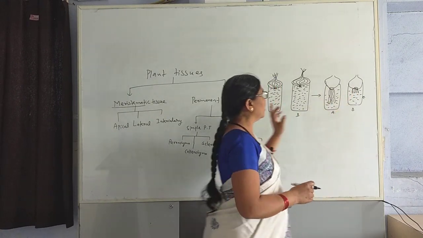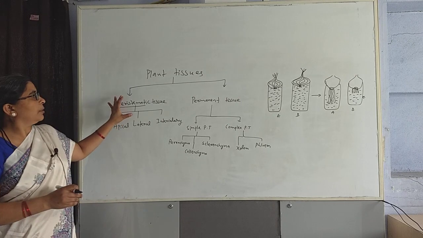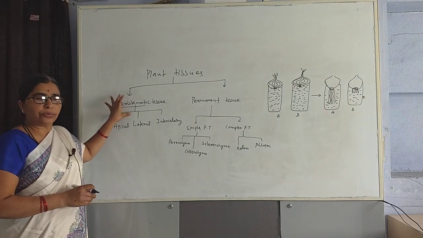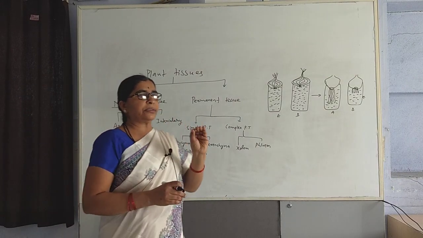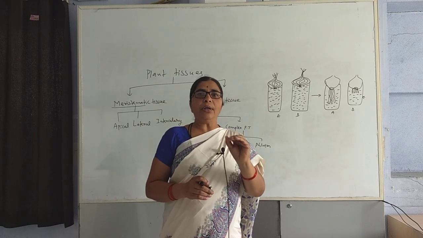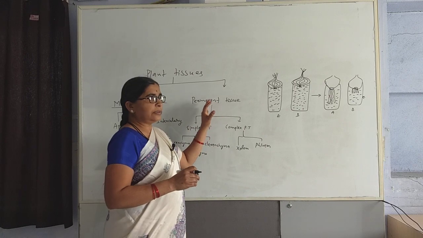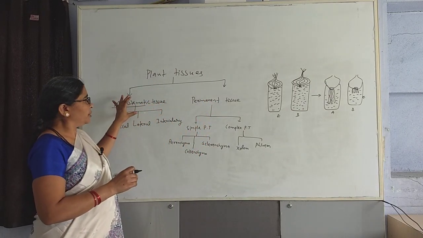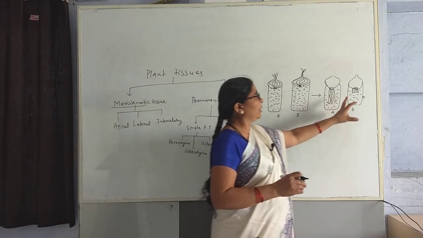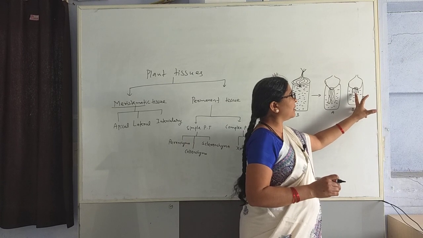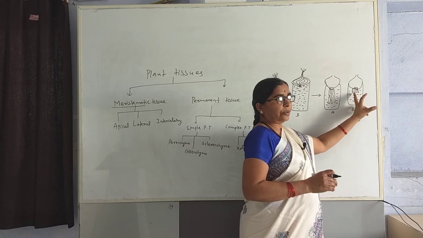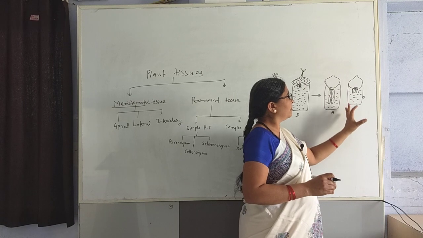I told earlier, the meristematic tissue cells are present in the growing part of the plant body. These meristematic tissue cells, the growing tip, you removed, so we can't see the growth. Do it now at home.